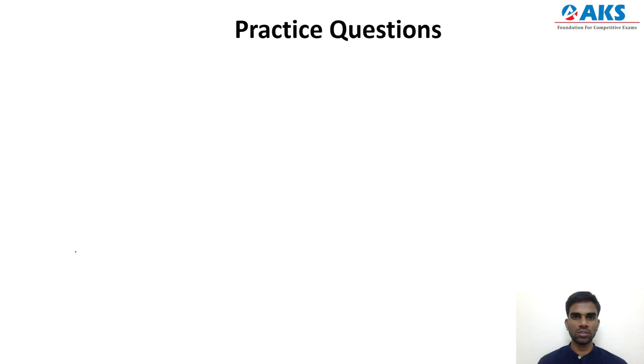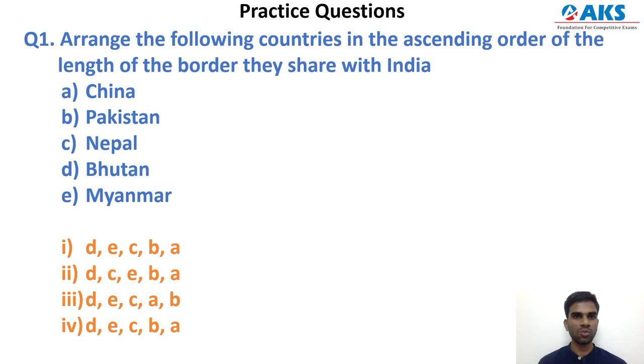Now there are 5 practice questions provided. Go through the chapter, read the chapter and try to answer these 5 practice questions. The first question is, arrange the following countries in the ascending order of the length of the border they share with India.